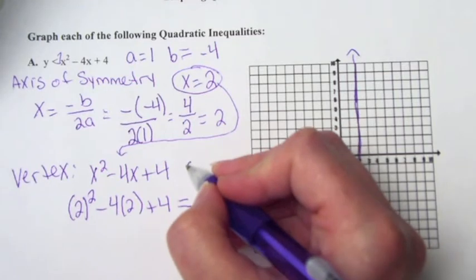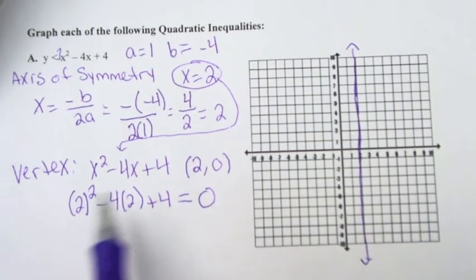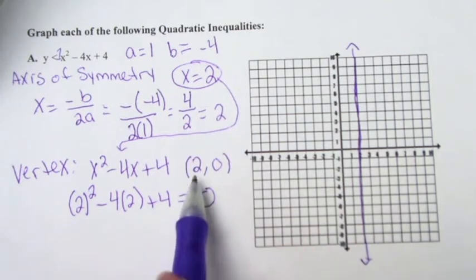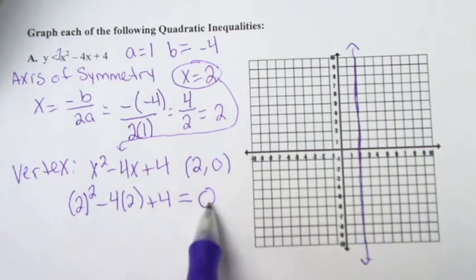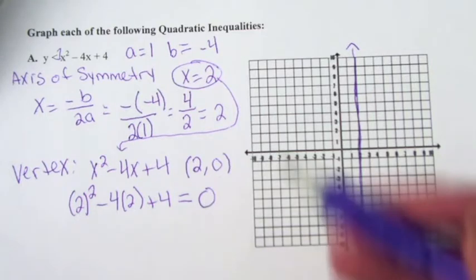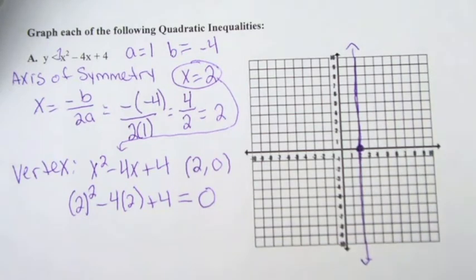So when you plug 2 in, you come out with a 0. That's how I get my coordinate point. That's how you get your vertex. The x is what you get from step 1. You put that right in there for the x coordinate of the vertex, and then when you plug it in, we come out with a 0. So our y coordinate of the vertex is 0. So now we go to 2, 0 on our graph and put a point. That is the vertex of our parabola.